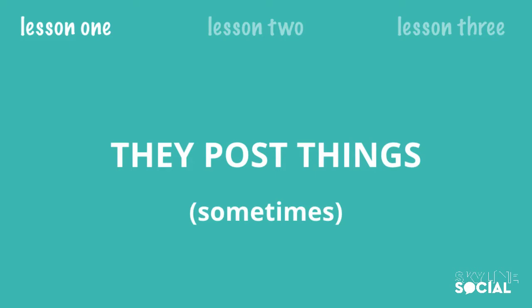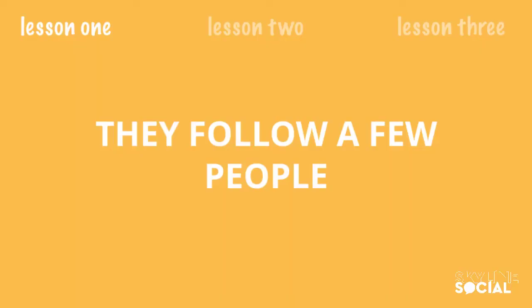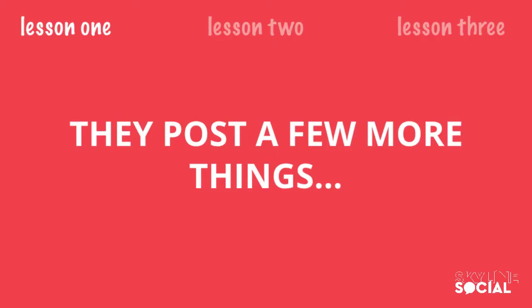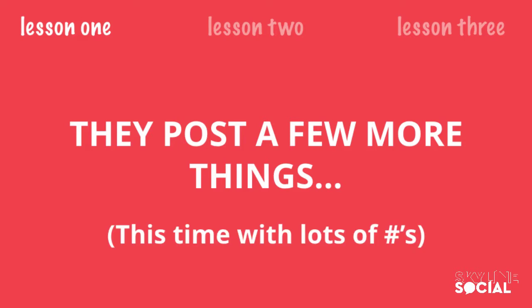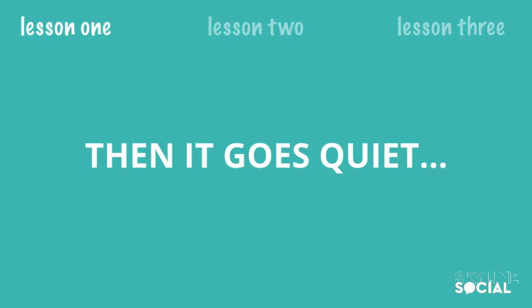And then what else happens? They follow a few people, so they might reach out to a few people that they like. They might follow a few brands, or maybe they might find one of their clients on Twitter and follow them. Then they post a few more things, and they realize that what they posted before didn't really get any traction. So this time they post more things with lots of different hashtags to try and get more reach and engagement, and then it goes quiet and nothing really happens. It just feels like you're posting things for the sake of posting things. You don't see any traction, you don't see any leads, you don't see any results.